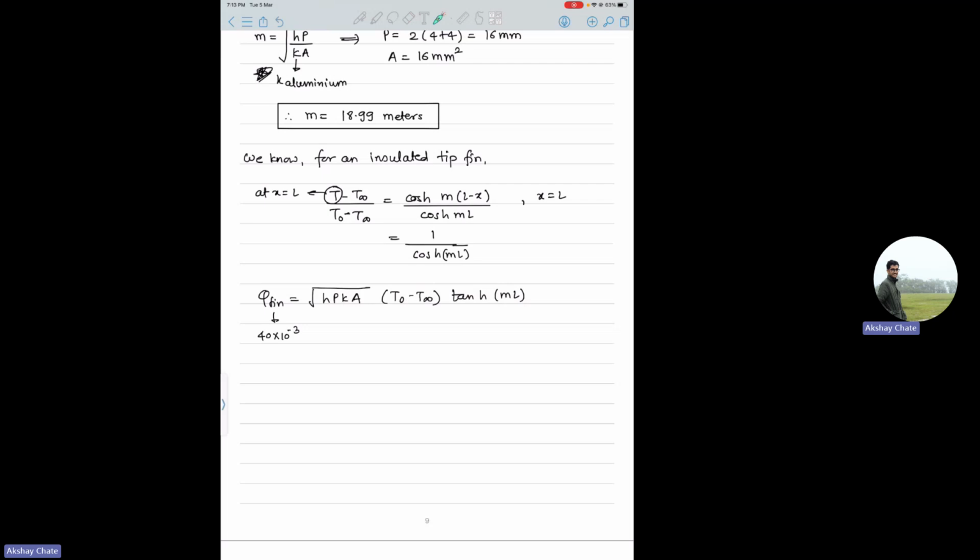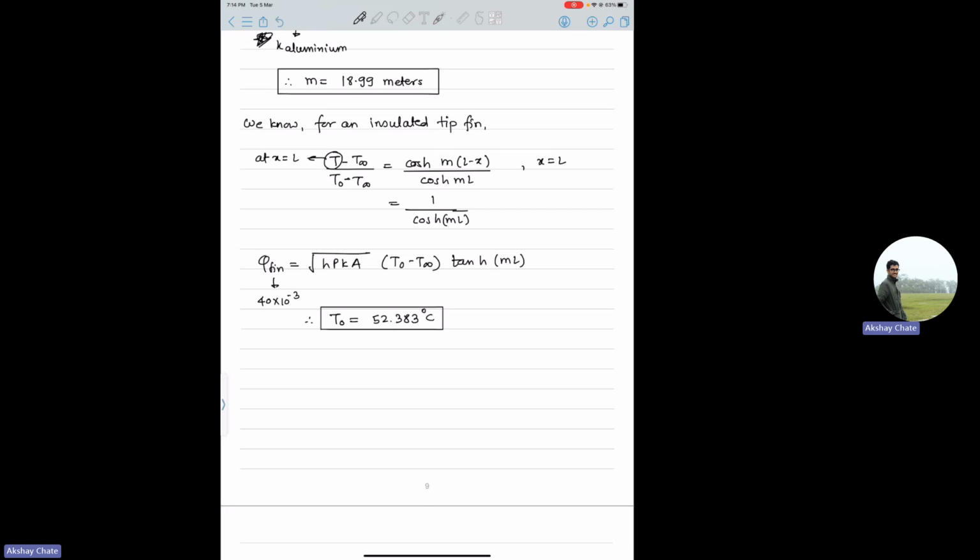And if you do those calculations, I'm skipping the calculations here because it's straightforward algebra. If you do that, you get T0 as 52.383 degrees Celsius. Please verify this solution.